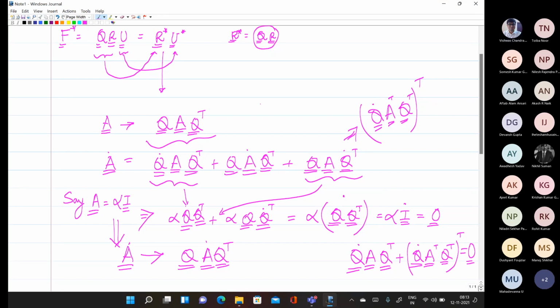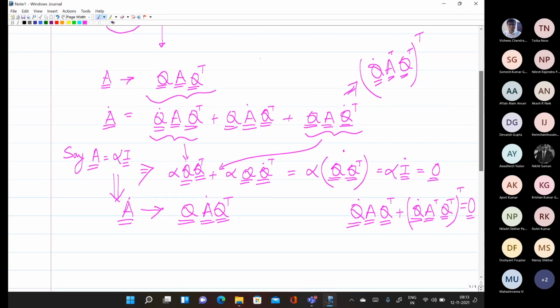Let us suppose A is symmetric. If A is symmetric, then that tensor, Q dot A Q transpose, has to be skew symmetric. So what does it tell about the symmetric A then? So say A is symmetric, and also we know Q dot into Q transpose is skew symmetric. Again, we can think that A can be identity so that these two are anti-symmetric.